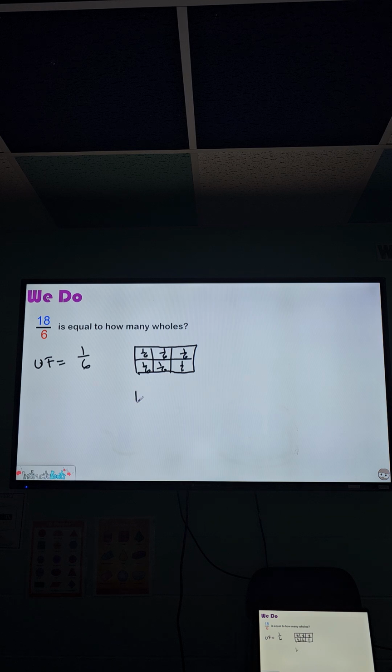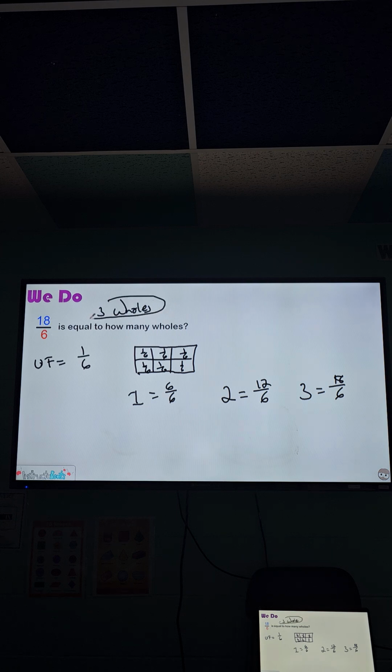So 1 whole, right, would be equal to 6/6, which is a big one, right? Your numerator is the same as your denominator, okay? So if we use the pattern we just talked about, 2 wholes should be equal to 12/6 because I would need another 6 unit fractions to make another whole. 3 wholes would have to be equal to 18/6 because again I'd have to add another 6 unit fractions for my next whole. So I think 18/6 is equal to 3 wholes.